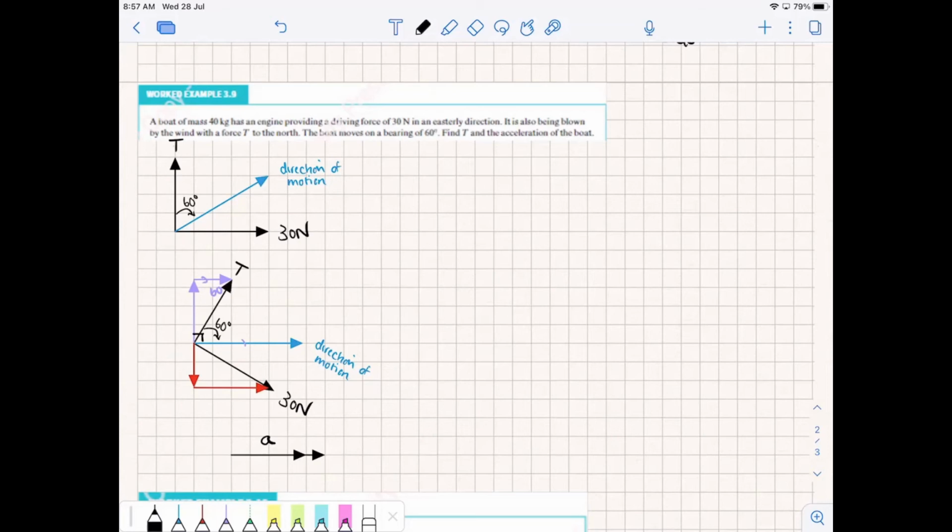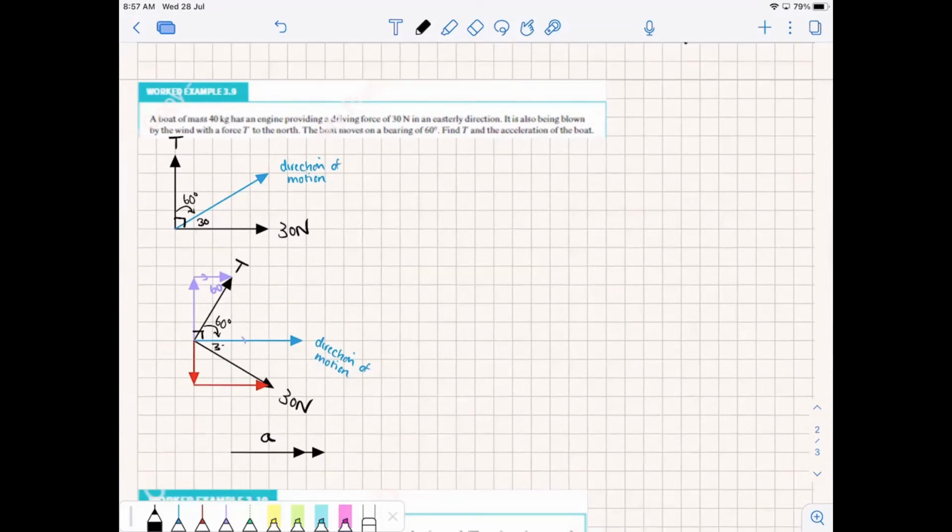Actually, that's on my original diagram, my apologies. So that's 30 degrees. That makes this 30 degrees. And this angle and this angle here are alternate angles, right? Because those lines are parallel. That tells me this internal angle here is also 30 degrees.